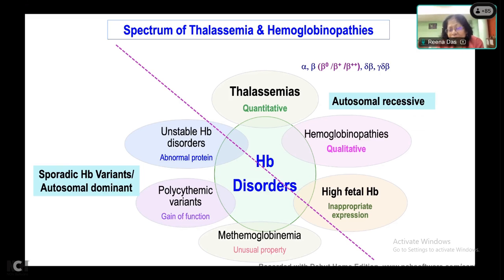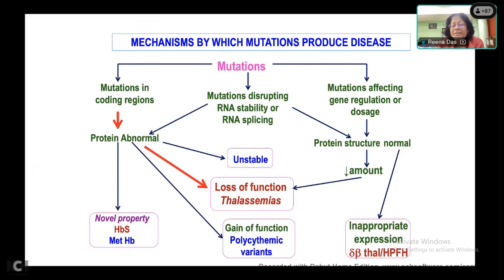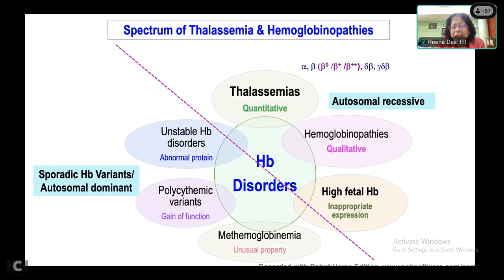So all these disorders, the commonest being the thalassemias, and the not so common hemoglobinopathies such as sickle cell hemoglobinopathy, or the HbE kind of disorders with beta thalassemia, the combinations can give rise to patients requiring transfusions. The high fetal hemoglobin disorders are not very common.